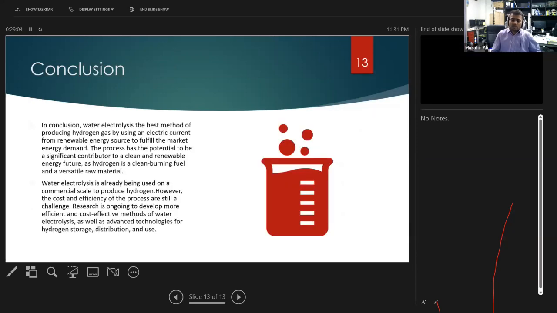And so the conclusion of today's presentation is, water electrolysis is the best method for producing hydrogen gas by using an electric current. And it can be most efficient if we use electric current produced from renewable energy sources, like if we get electric current from solar or wind energy or hydro energy. So this hydrogen production by water electrolysis can be most efficient, and by using this technique we can fulfill our energy demands.